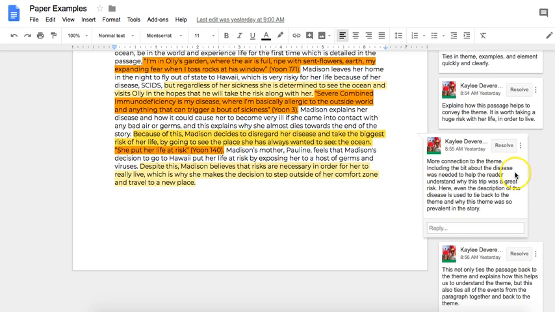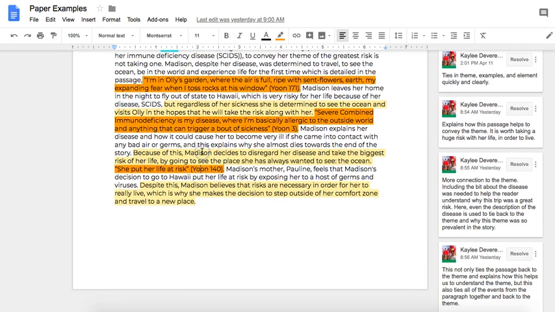So more connection to the theme, including the bit about the disease, was needed to help the reader understand why this trip was a great risk. Here, even the description of the disease is used to tie back to the theme and why the theme is so prevalent in this story, okay? And now we've got another passage. She put her life at risk.